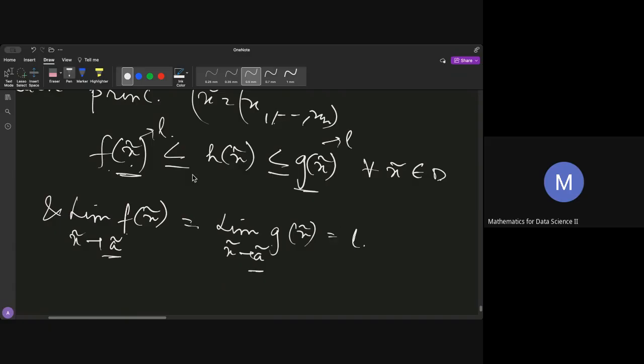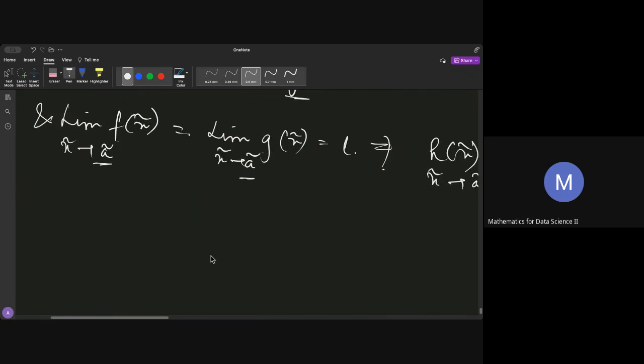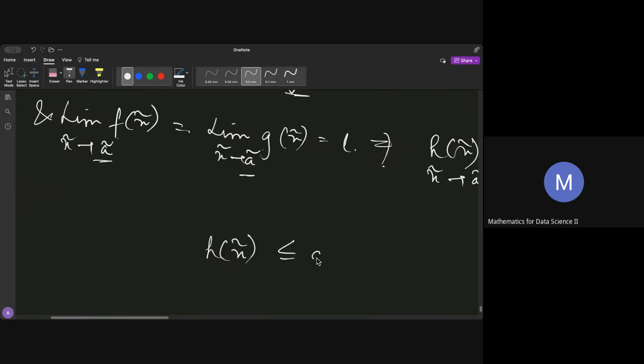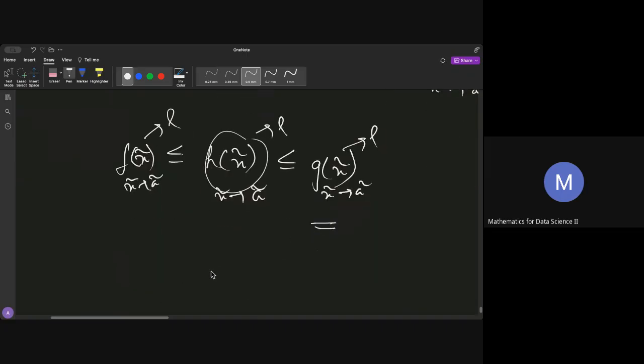Let's say that means H will also move to L. So this implies the limit of H(x tilde) as x tilde moves to a tilde is also L. That means H(x tilde), in simple words, if this goes to L, this goes to L as x tilde tends to a tilde, then h(x) also moves to L as x tilde moves to a tilde. Is that okay? The same thing that you used to do in one variable. It's the same thing.